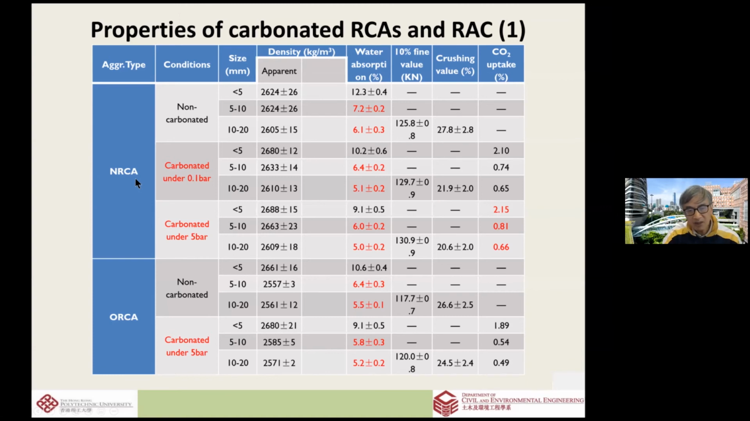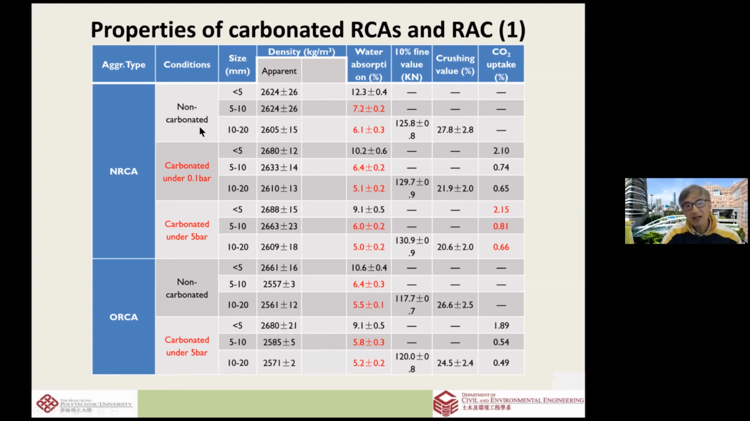We produce it, and we know exactly what the ingredients or constituents of the concrete are. Then, after a few months, we crush it, and then we subject it to carbonation, and characterize the aggregate that is produced from this concrete.